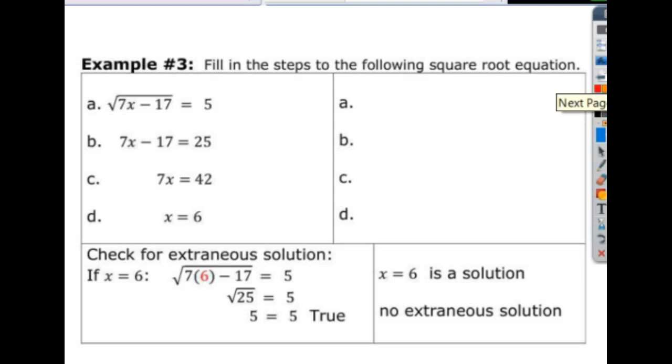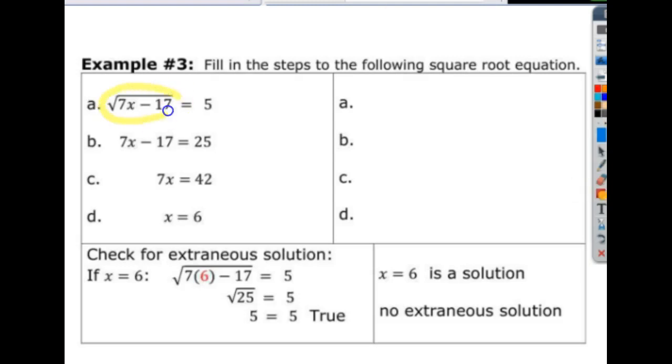Now, example number 3. Do we have 2 radical signs? How many radical signs do we have? Just 1. And so that on your note paper, on the first page, is the second step. It says, step number 1, under where it says 1 radical: isolate the radical term. Isolate the square root.